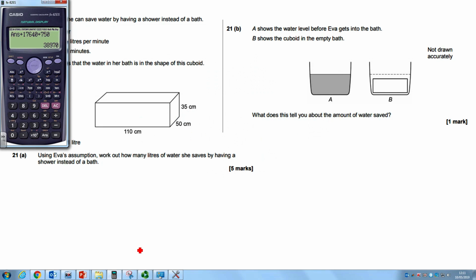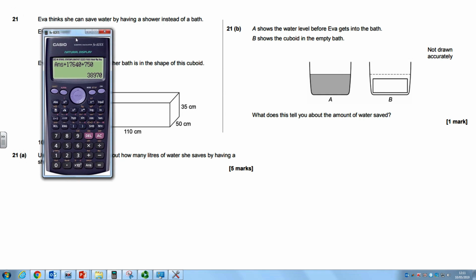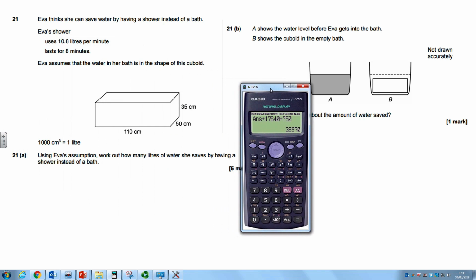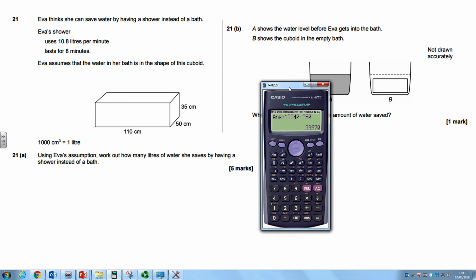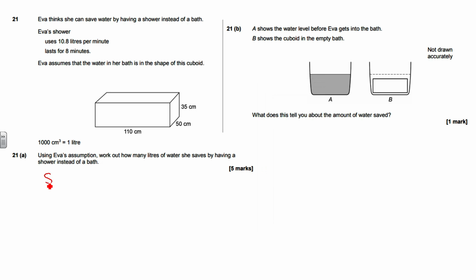So, first thing we could do is work out the water usage in the shower. Her shower uses 10.8 litres every minute, and she's in there for 8 minutes. So if we times 10.8 by 8, we get the number of litres. So a shower takes 86.4 litres.